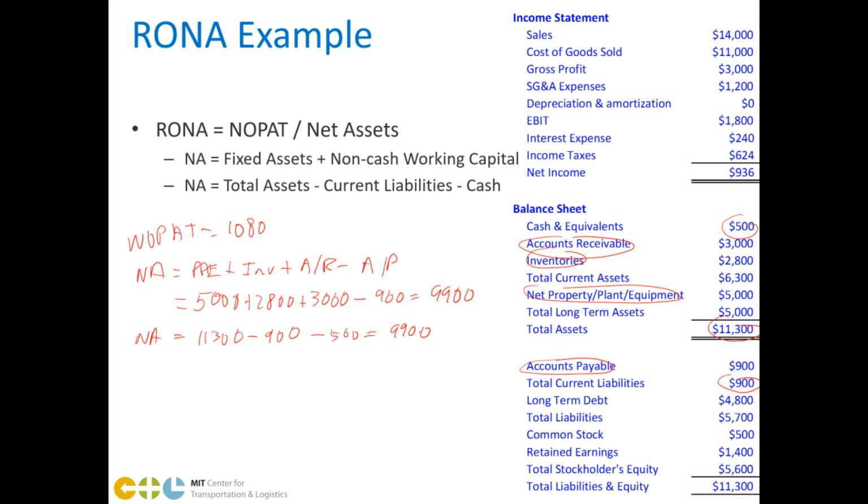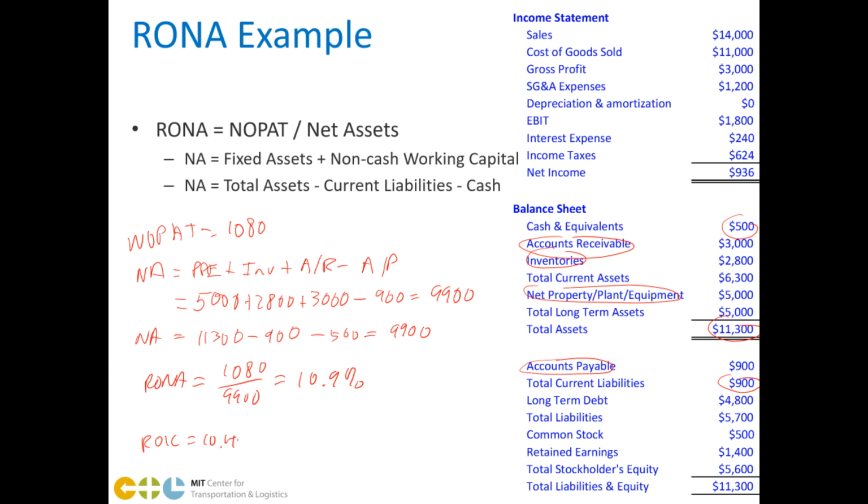And in fact, if you calculate this both ways, you should get the same numbers generally. I know financial statements can be very different for different firms. The accountants may use different terms, but you should roughly get the same net assets either way. So what is our RONA? That's equal to 1,080 over 9,900, which is 10.9%. So you remember ROIC was 10.4%, so it's a little different.